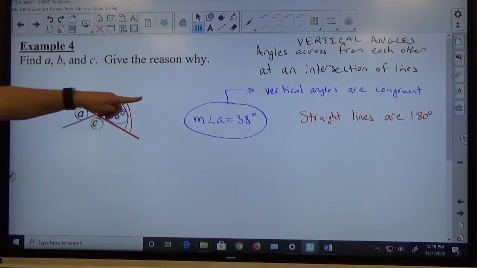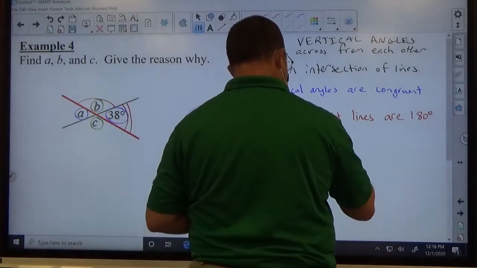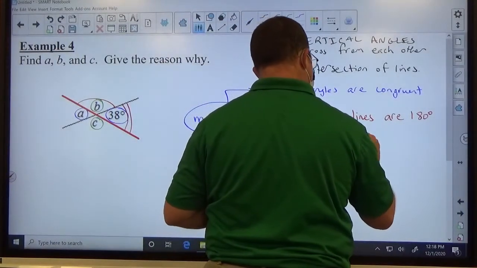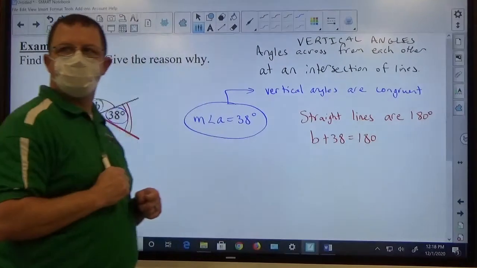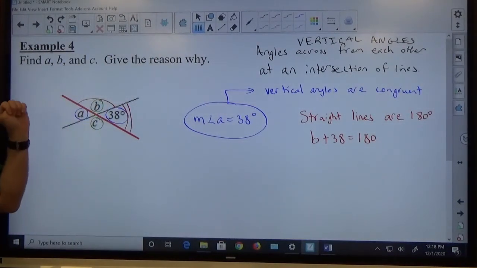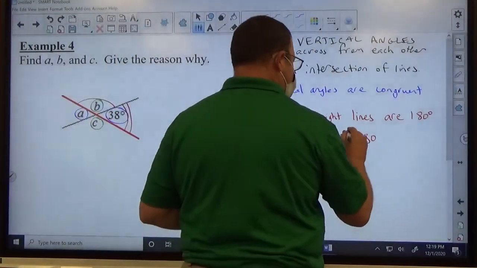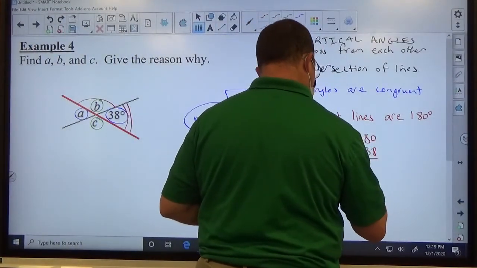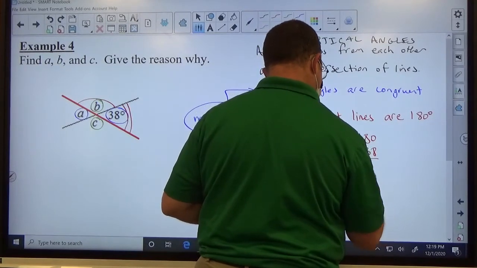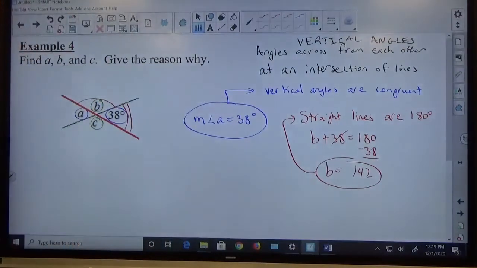If a straight line is 180 degrees and I've got two angles making that fact, I know that B plus 38 must equal 180. If two smaller angles go together to form a bigger angle or a straight line, the small angle measures add up to the big angle measure. So B plus 38 is equal to 180, we subtract 38 and we get B is equal to 142. Reason why? Straight lines are 180 degrees. So the measure of angle B is 142.